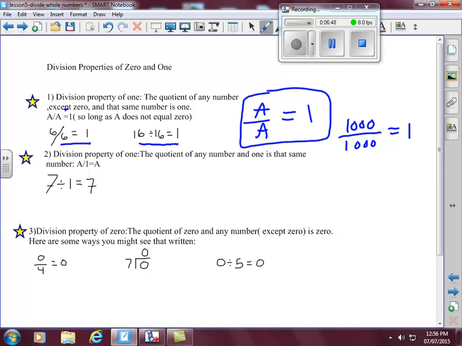But notice it says except 0. So 0 divided by 0 is something called an indeterminate form. So I'm going to say here, A can be anything except 0. 0 divided by 0 is something we'll learn about way down the road in calculus. Okay?